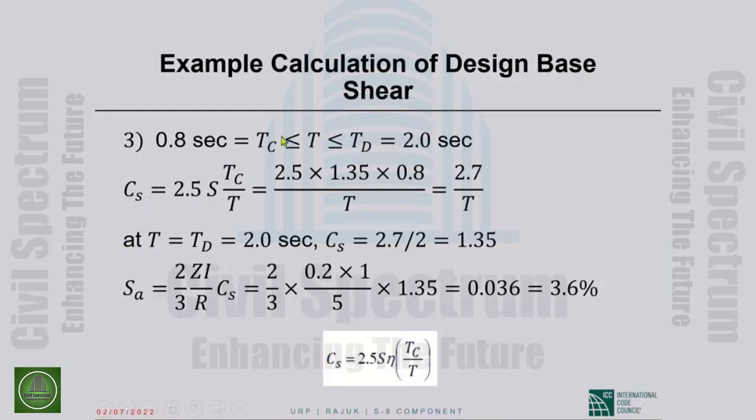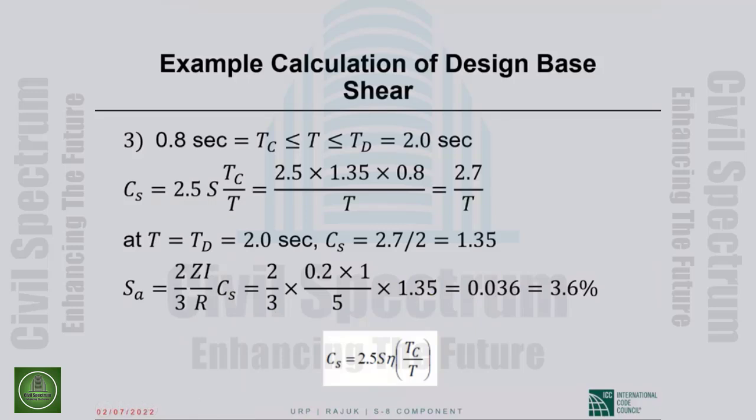So at T equal to T sub D equal to 2, that is at the end of the descending branch, C sub S would be 2.7 divided by the period of 2 seconds, that is 1.35. So S sub A would be 2/3 times 0.2 times I upon R of 5 times C sub S of 1.35. That comes to 3.6%, 0.36.